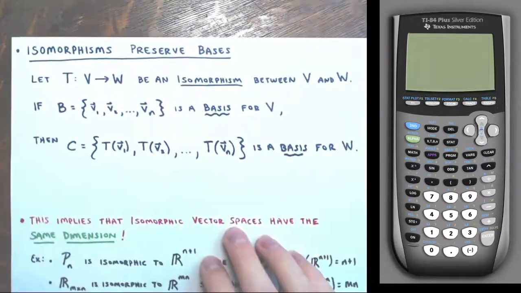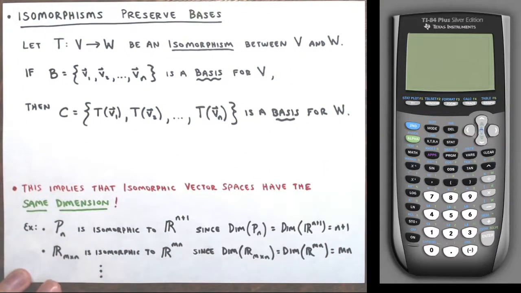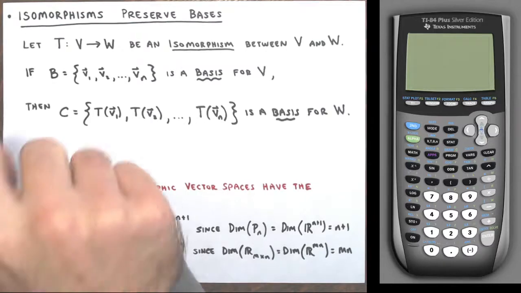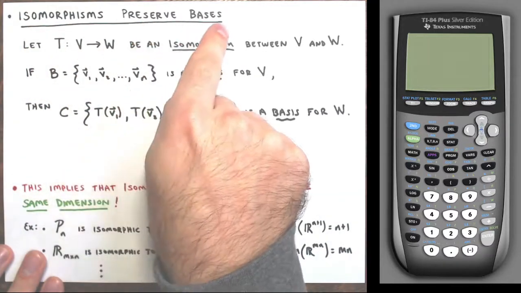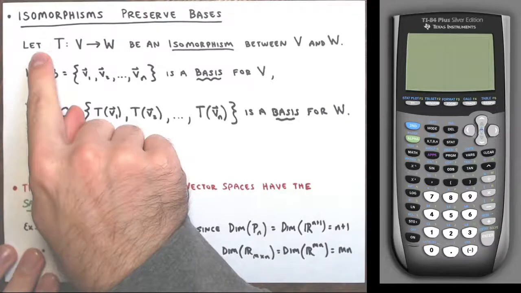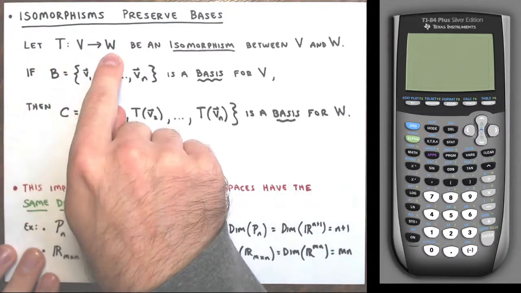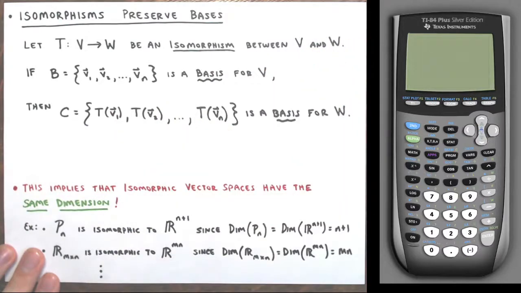All right, now here's a nice result you're going to want to remember about isomorphic vector spaces and isomorphisms, these really special transformations. So here's a key result. Isomorphisms preserve bases. This is what I meant earlier about how vector spaces that are isomorphic have very similar structures. So suppose we have a transformation from V to W that is an isomorphism between V and W, right? So it's a linear invertible transformation.